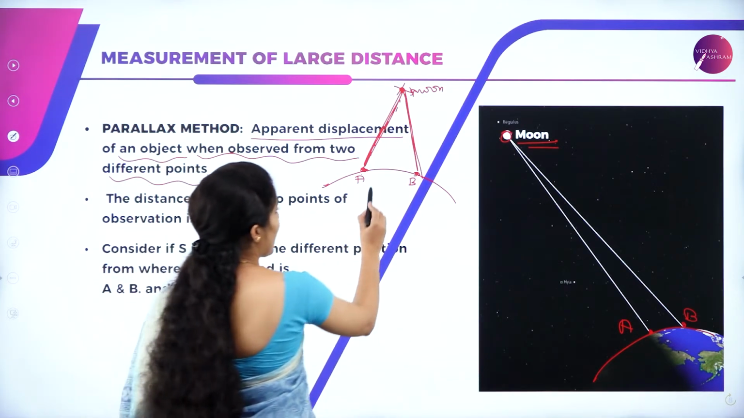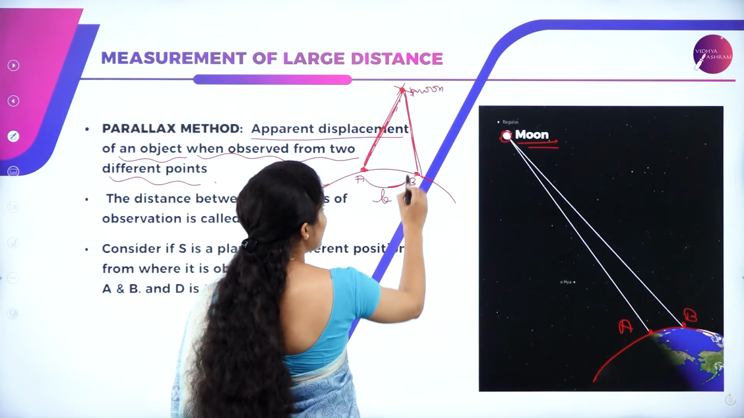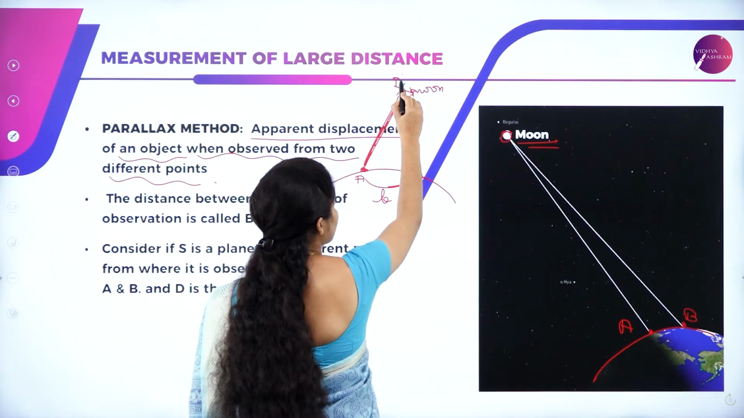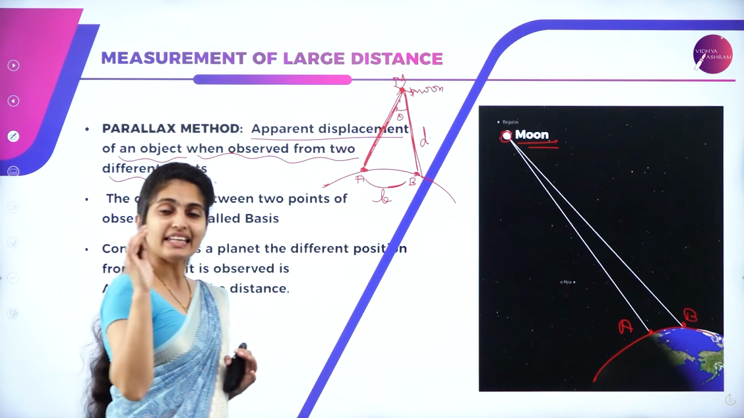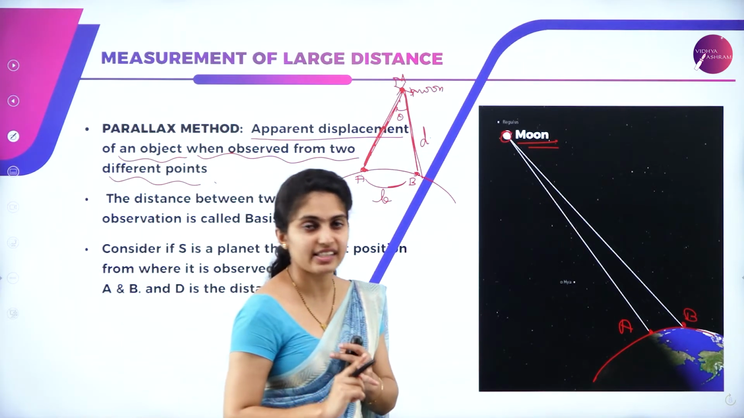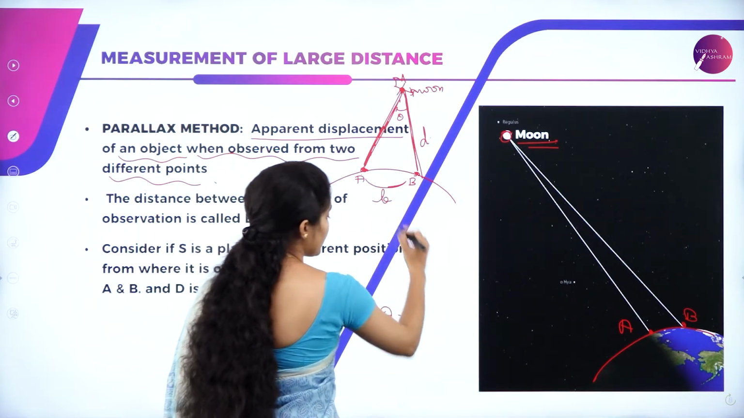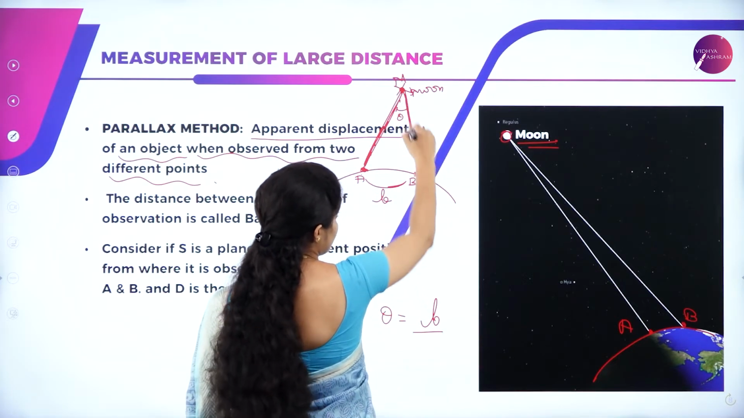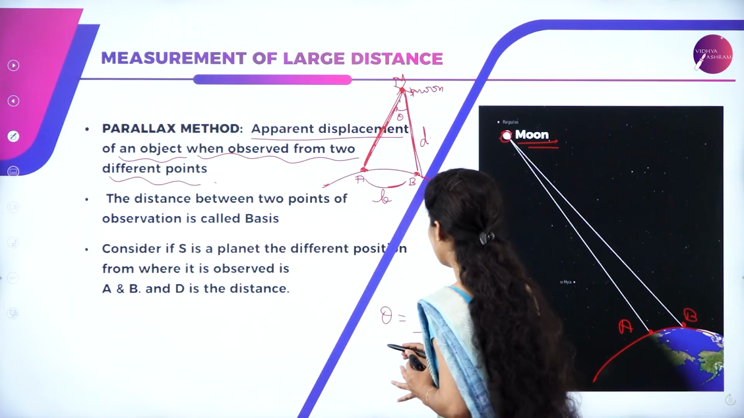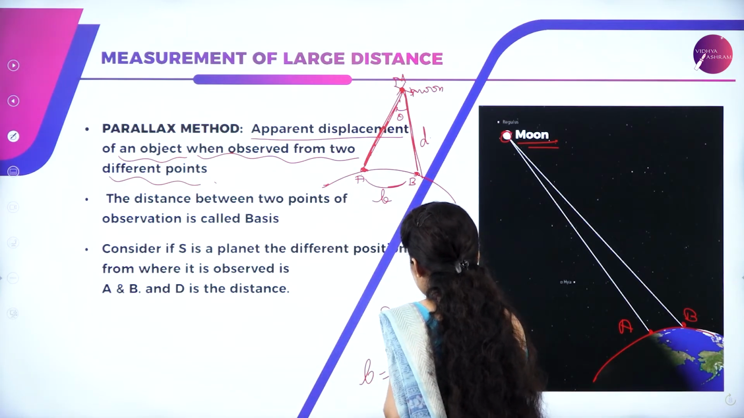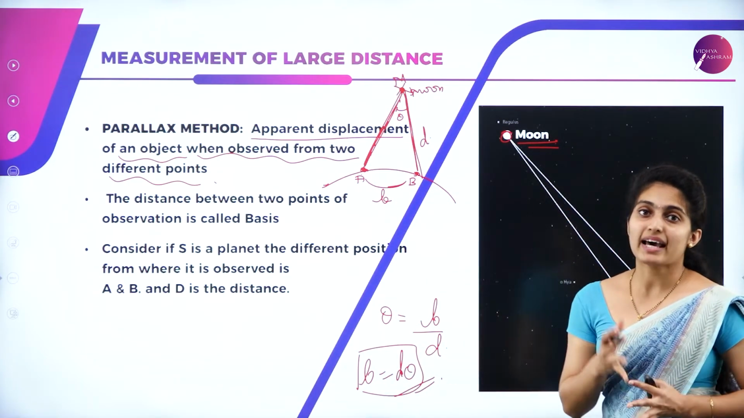Understood? So now we have this base. This part is known as the base, call it b, and the distance from the base to the moon, call it D, makes an angle theta. Again, as we had studied in the case of radian and steradian, the angle theta is equal to the arc, which is b here, divided by the distance D. So theta is equal to b by D, or you can also write b is equal to D theta. This is the formula for you to understand the parallax method.